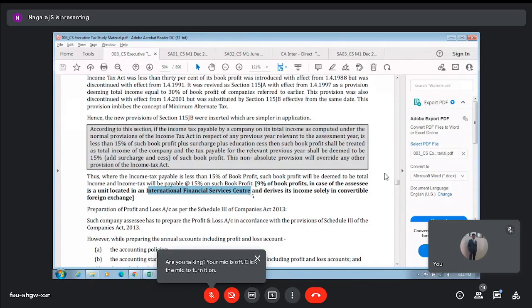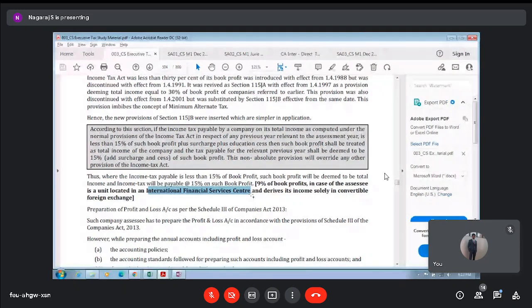The same is applicable to AMT also. Okay, the same percentage applicable to AMT also, when the assessee is doing the business there. Okay, that person. Understood? What is the difference? Instead of 15%, you will apply 9%.